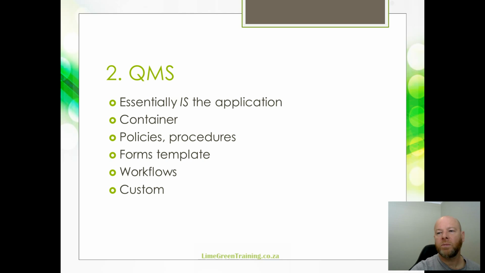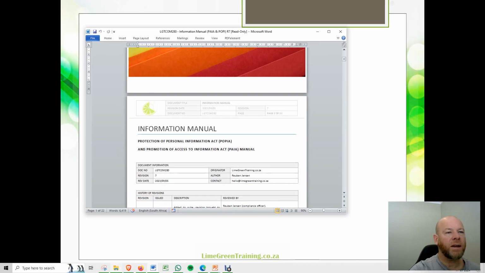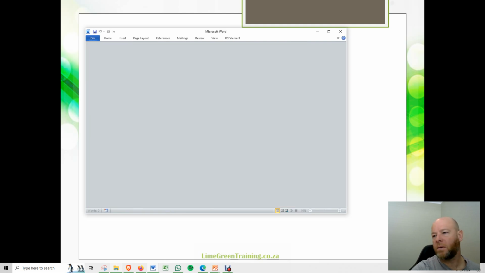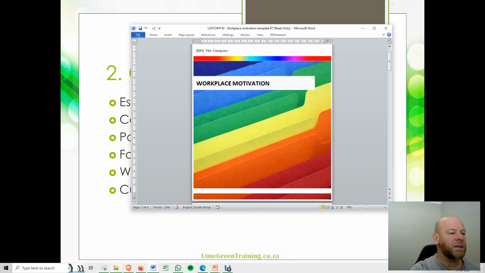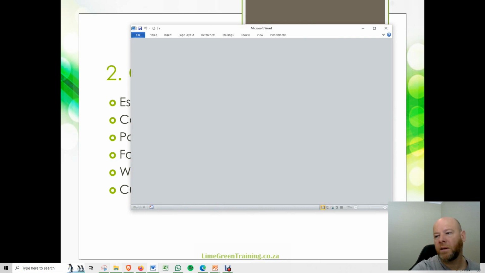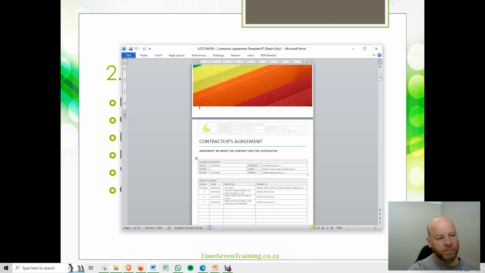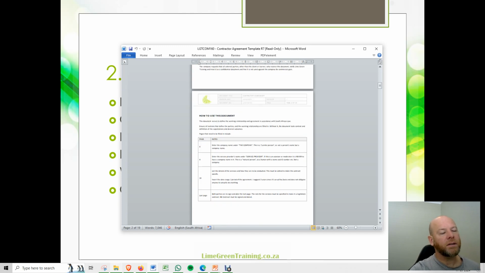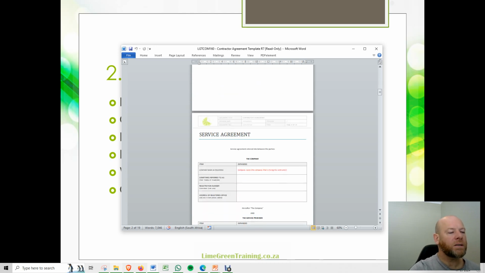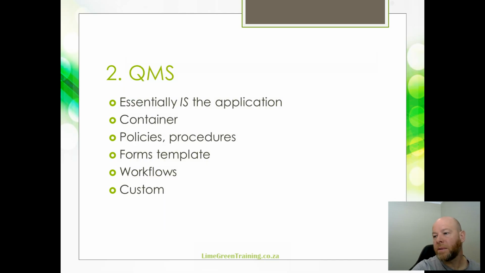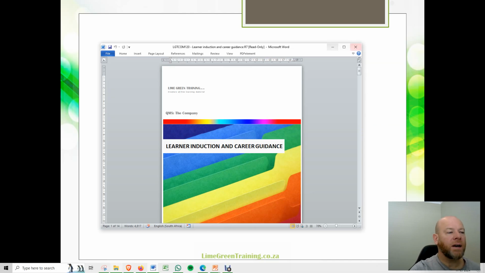A good QMS will also provide other documents that you need as part of a South African training business. So for example, this QMS provides an information manual to meet your POPI and PIA requirements. Provides a workplace template, workplace motivation template for if you have workplace modules. I've had a company draw up a contractors agreement for me. DWP Law did this one. So you can have a solid contract for your assessors and moderators, whether they're full-time or part-time or ad hoc. An agreement is needed. Learner induction and career guidance.